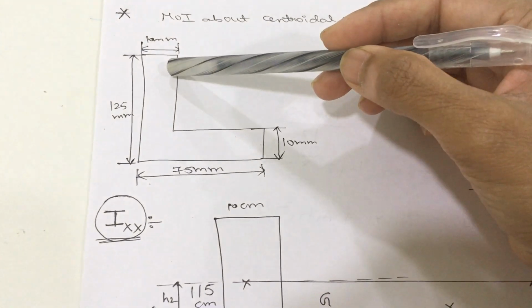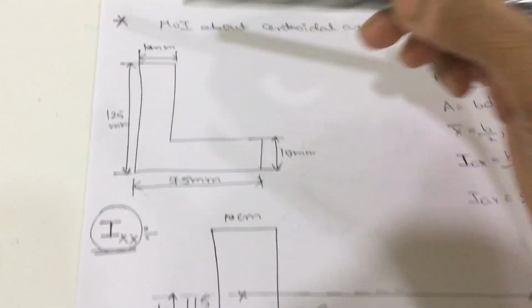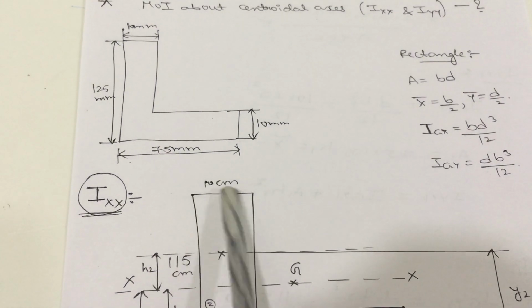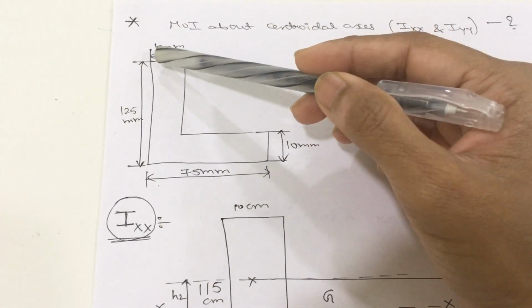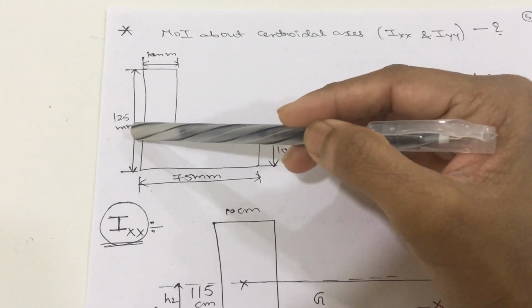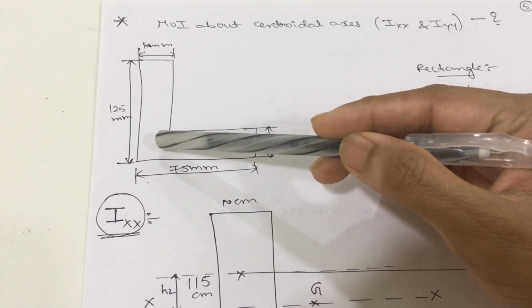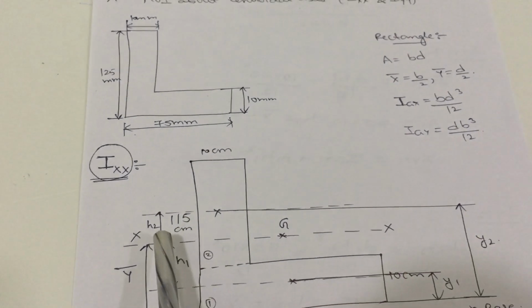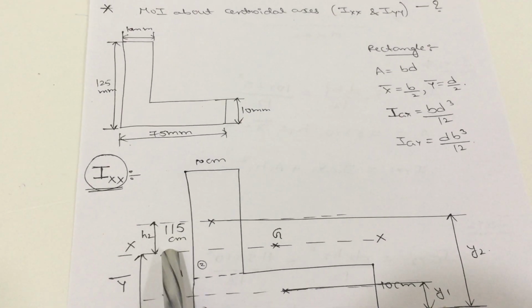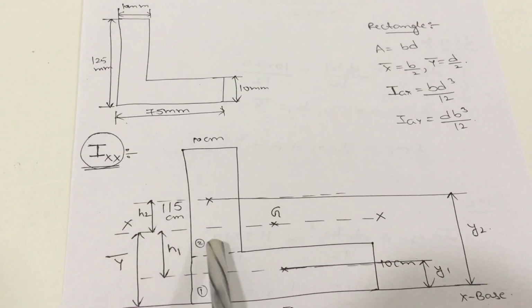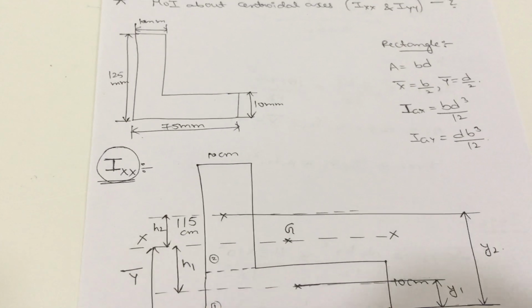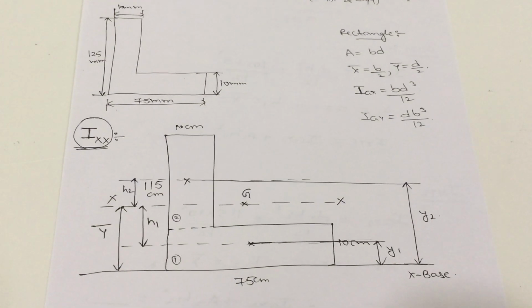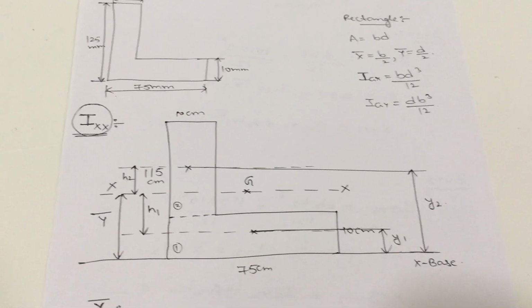Next one for the second section, base value is given as 10 centimeters. So 10 centimeters here. Next second section is up to here only. So complete value in the given diagram is 125. So 125 minus 10, remaining distance is 115 centimeters. So from here to here, the individual second section's value is 115 centimeters. So these are the individual dimensions for the individual sections.